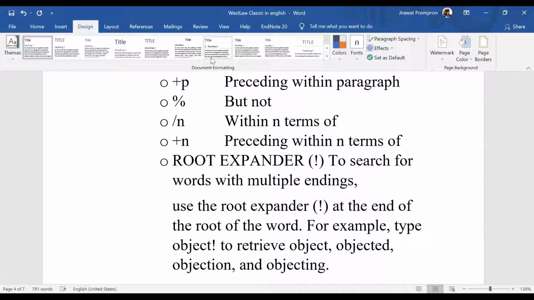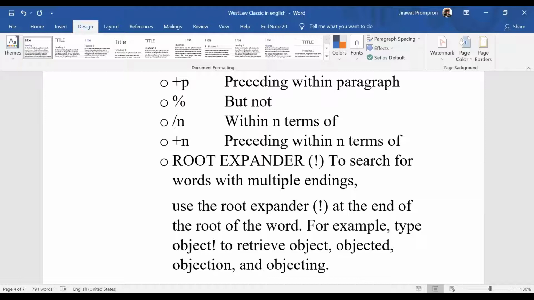The first symbol that you have to know is very useful for you. We call it the root expander. So now you don't worry about any adjective, adverb, noun, or any kind of word that is related to this root.